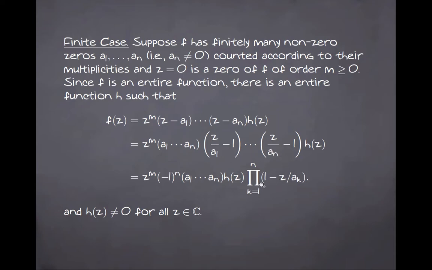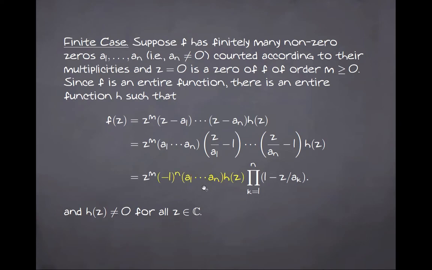All these factors we write 1 minus, so we have a minus 1 power n outside because these are n terms. Take minus outside, so it will have 1 minus z by a1, this will become 1 minus z by an, product of this, so minus 1 power n, a1 up to an, h(z), and z power m as it is. So where h(z) is non-zero for all z in C.